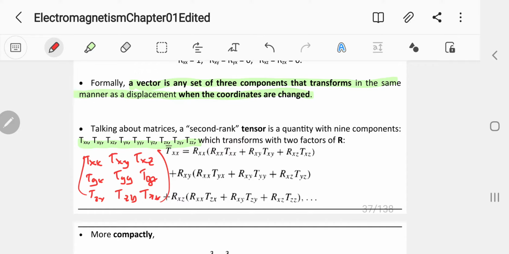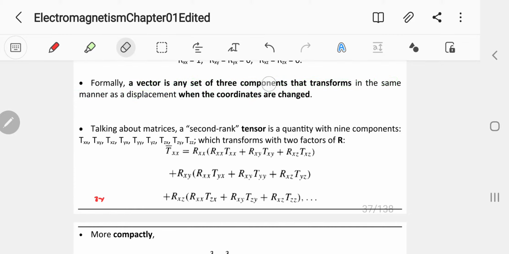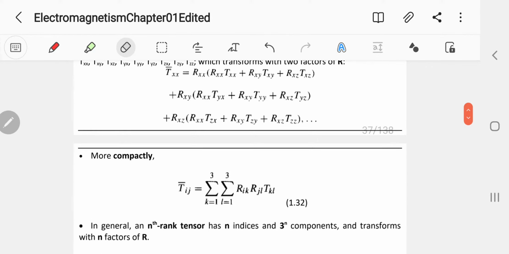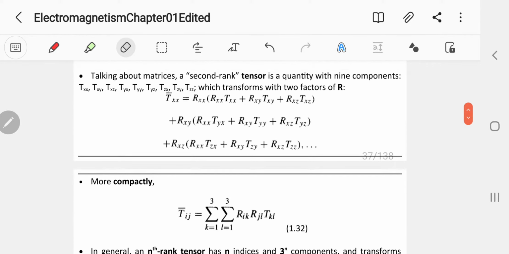Or if it's possible for 4 dimensions, then you can also write it for 4 dimensions. In this case, you only have 9 components. That is a 3 by 3 matrix. Because sometimes the vector can also have 4 components. So you have that, and then you can write that more compactly in this manner.